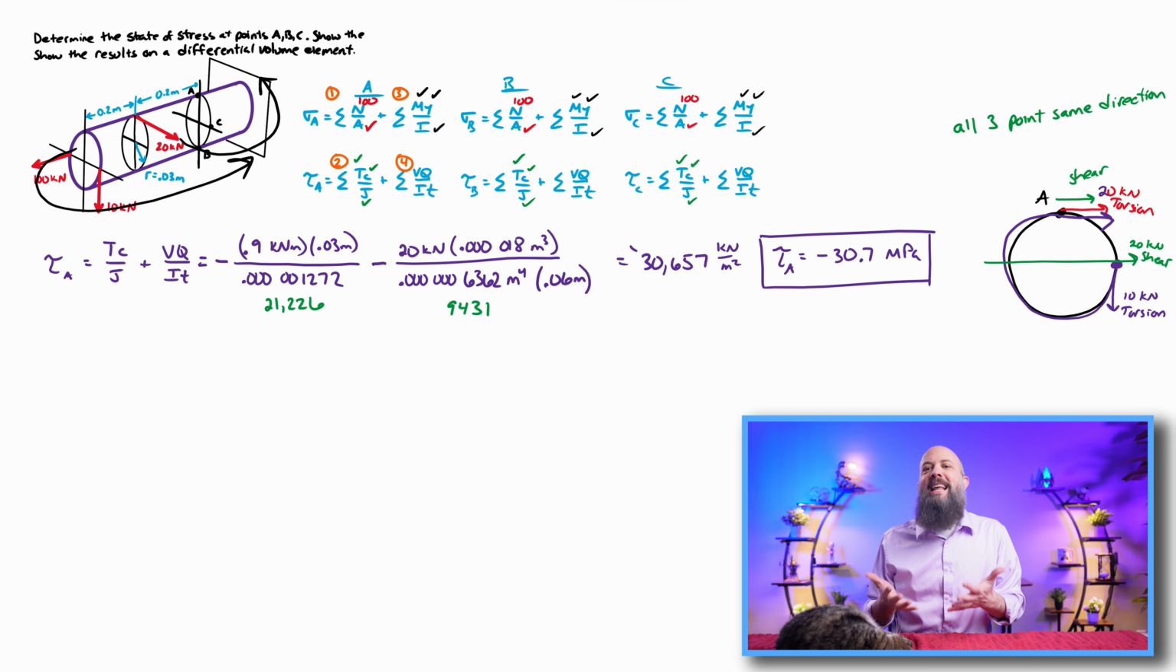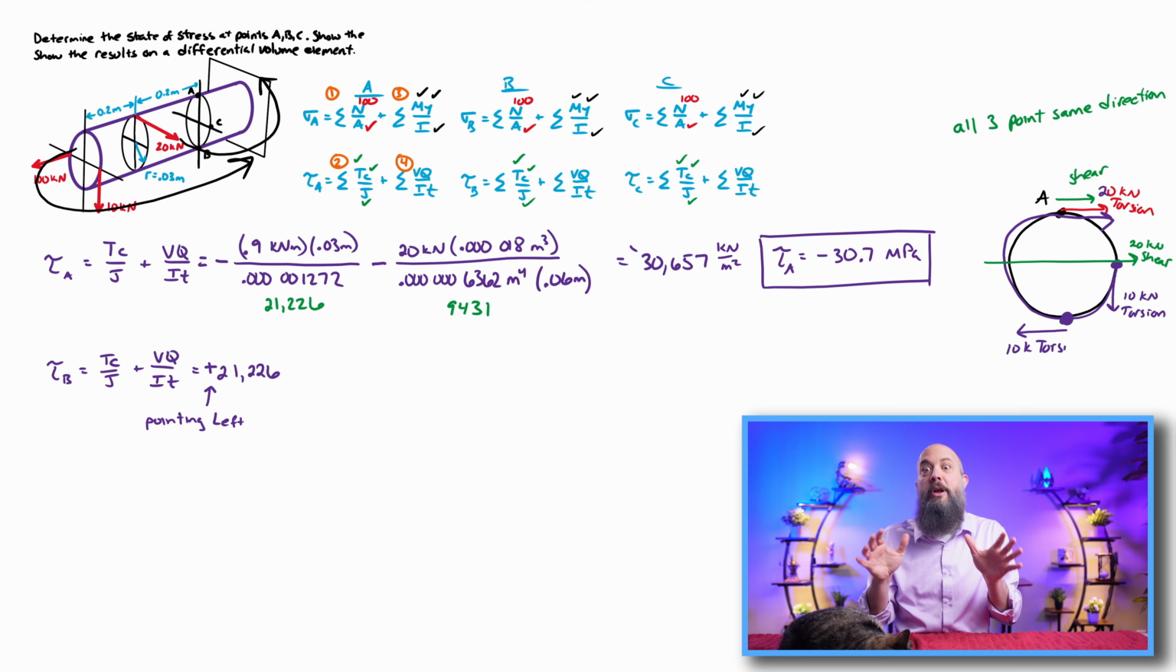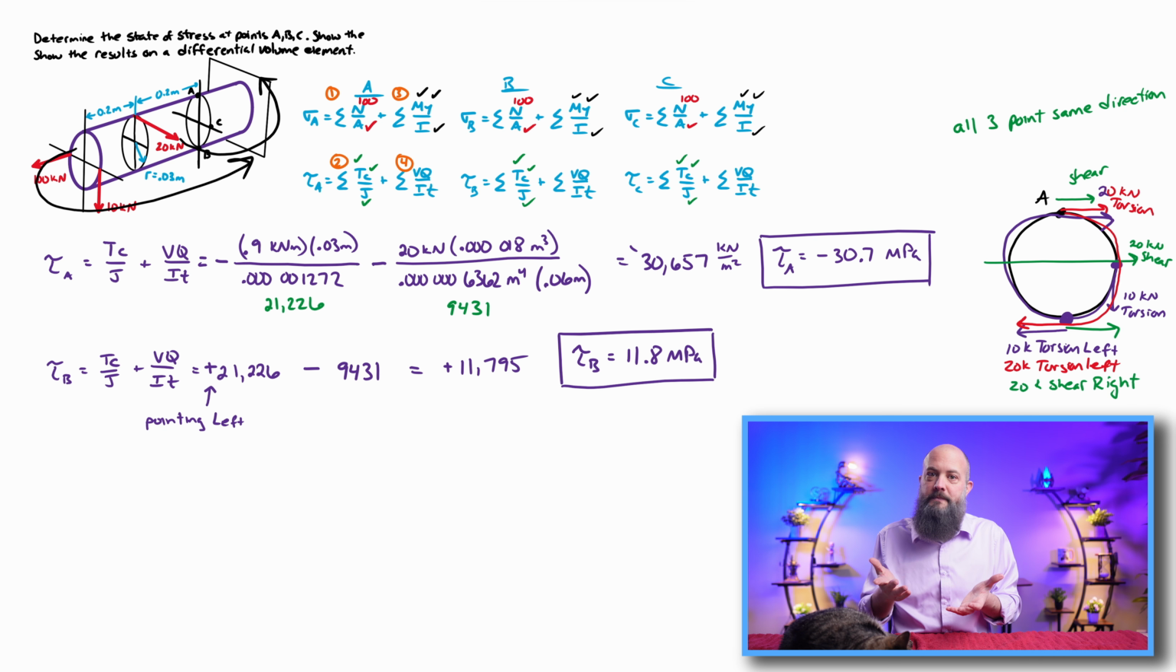Now point B, down on the bottom, both torsion terms going clockwise, they're both causing rotation to the left at point B, but shear is still pointing to the right. So the torsion terms and the shear terms are going opposite directions. So make sure your signs are opposite this time. This is why I now have a plus term, positive term for torsion, because my torsion is now going the opposite direction at point B than it was at point A. This ends up giving me a value of 11.8 megapascals.